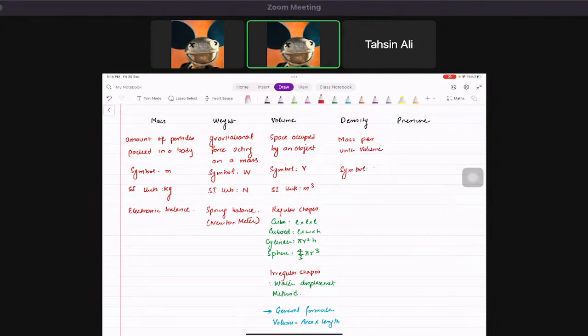The symbol is rho, slanted p. The SI unit of density is kg per meter cubed. And the formula of density is that density can be found by dividing mass over volume, just like that.